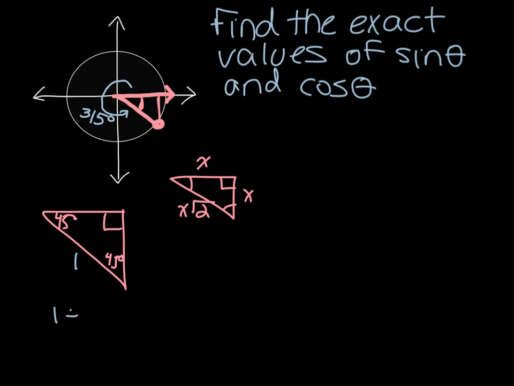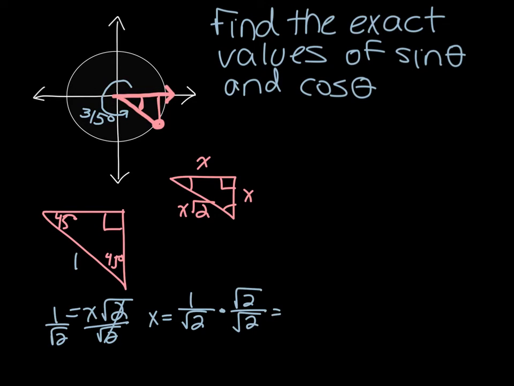So if 1 equals x times radical 2, I'm going to divide both sides by radical 2. So I get that x equals 1 over radical 2, but to rationalize the denominator, I'm going to multiply the top and bottom by radical 2. I get radical 2 over radical 4, which is just 2. So that means these two sides are both radical 2 over 2. So my horizontal distance out is radical 2 over 2, and my vertical distance down is radical 2 over 2. All students take calculus.